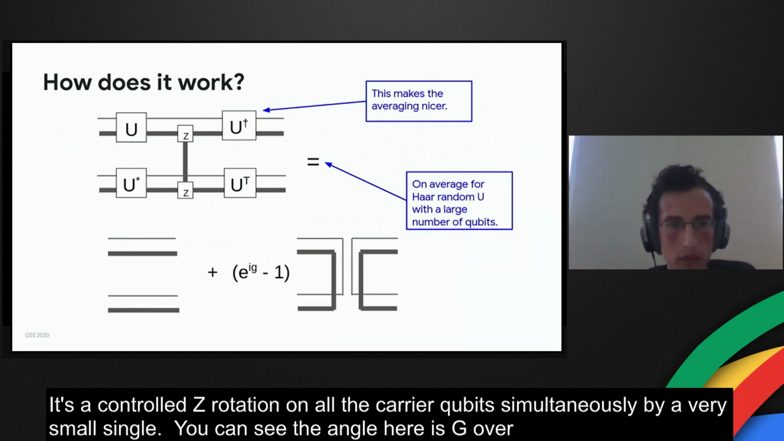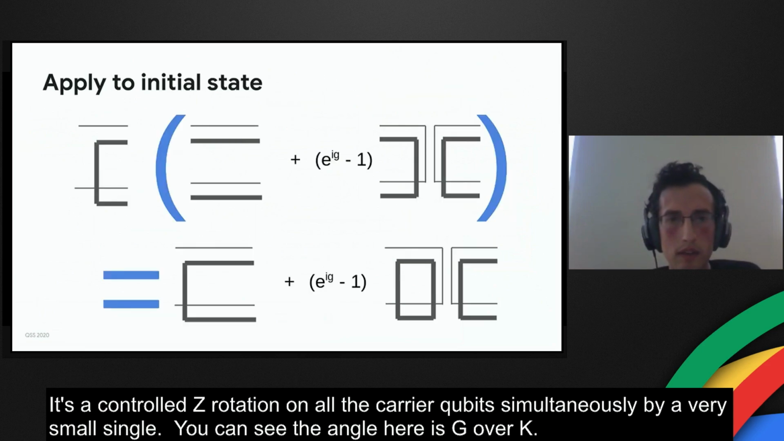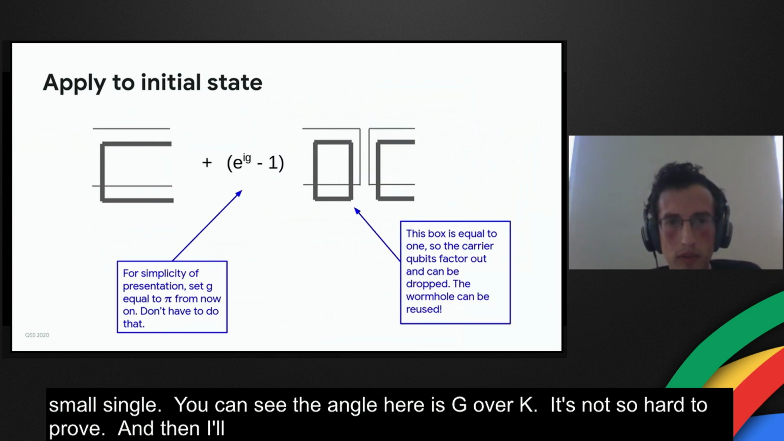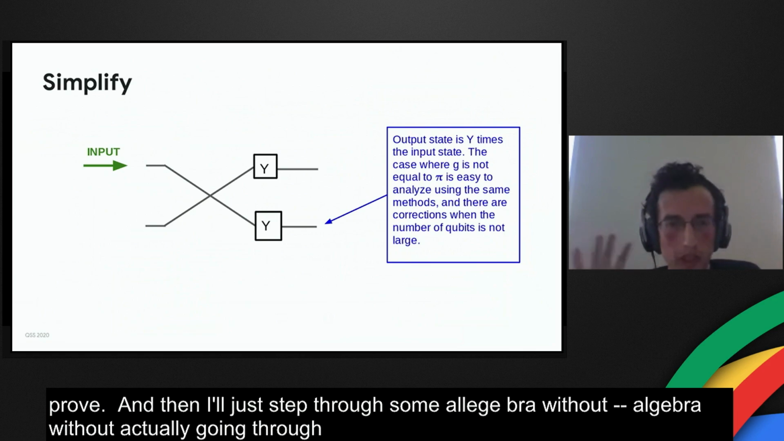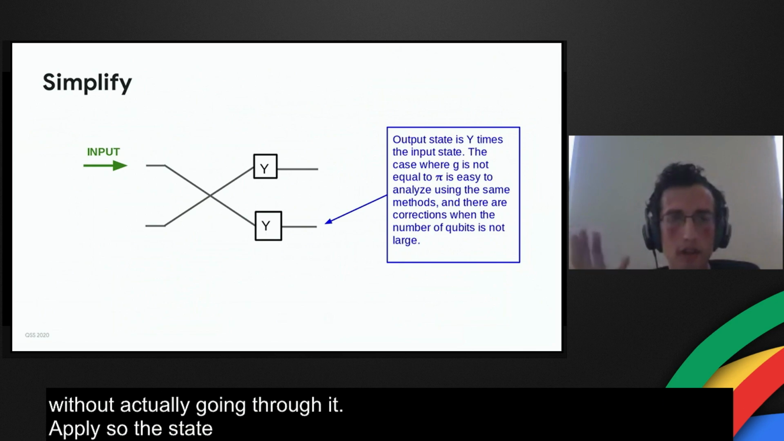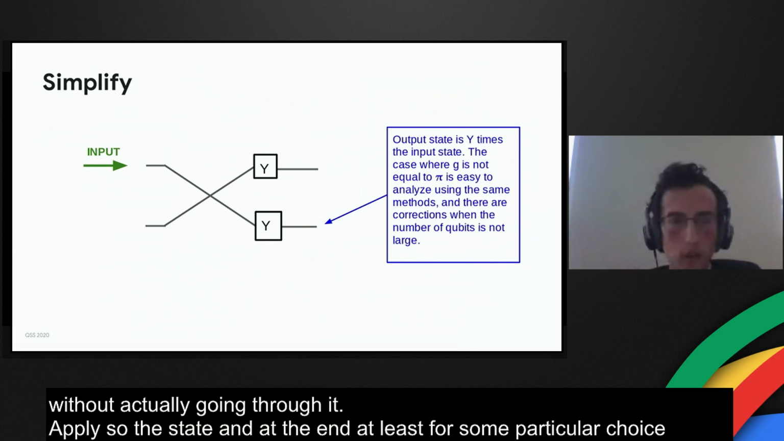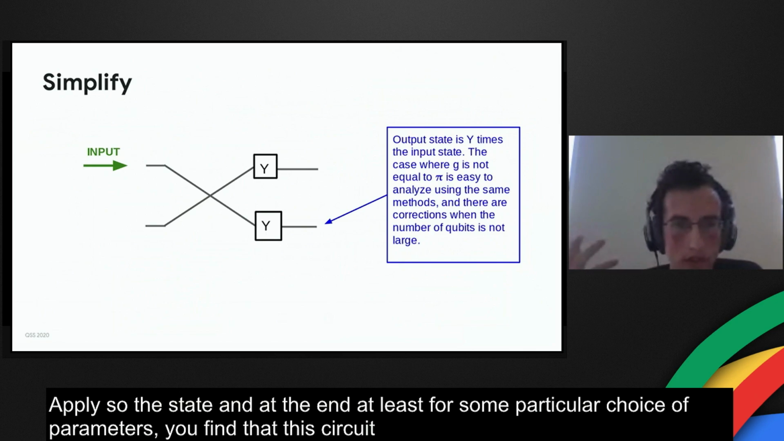But just to get some kind of intuition, we can write down identities like this. And if you're an expert, maybe you can intuit where this is going. It's not so hard to prove. I'll just step through some algebra without actually going through it: apply things to the initial state, do some simplifications. And at the end, at least for some particular choice of parameters, you find that this circuit is actually equivalent to swapping and a Y rotation.